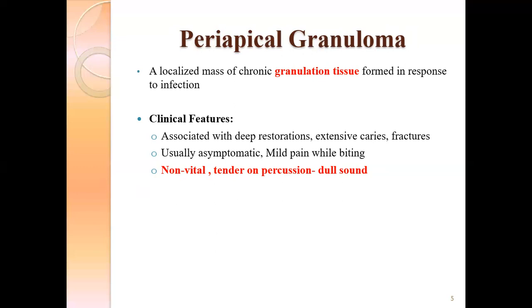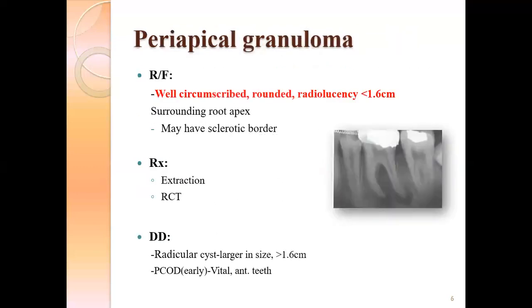Usually the tooth is asymptomatic or mild pain will be present, and always the tooth will be non-tender, and on percussion we get a dull note. Coming to the radiographic features, as you can see in the X-ray, the lesion is seen as a well-circumscribed rounded radiolucency and will be less than 1.6 centimeter or less than 16 mm. And it may have a sclerotic border.